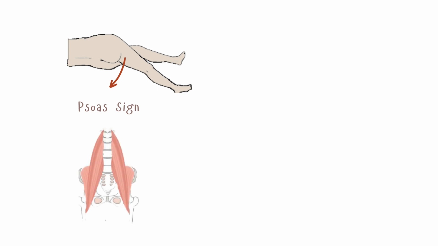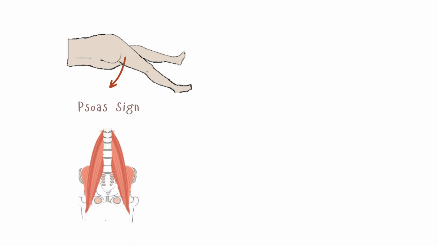The psoas sign is when the patient lies on the left side and the pain occurs on passive extension of the right thigh. The examiner also applies counter resistance to the right hip. An inflamed appendix lies on the psoas muscle if it is in a retrocecal position. To relieve the pain, the patient will lie with the right hip flexed.